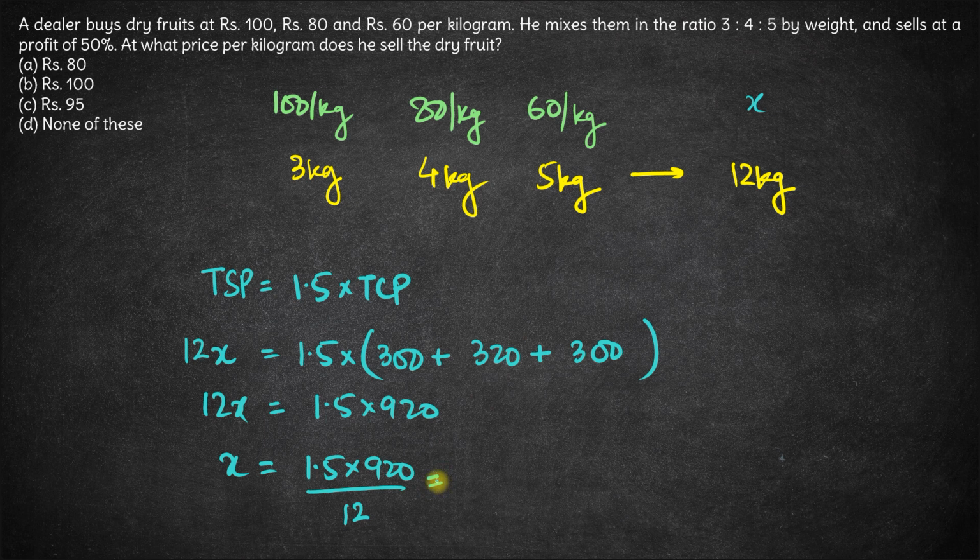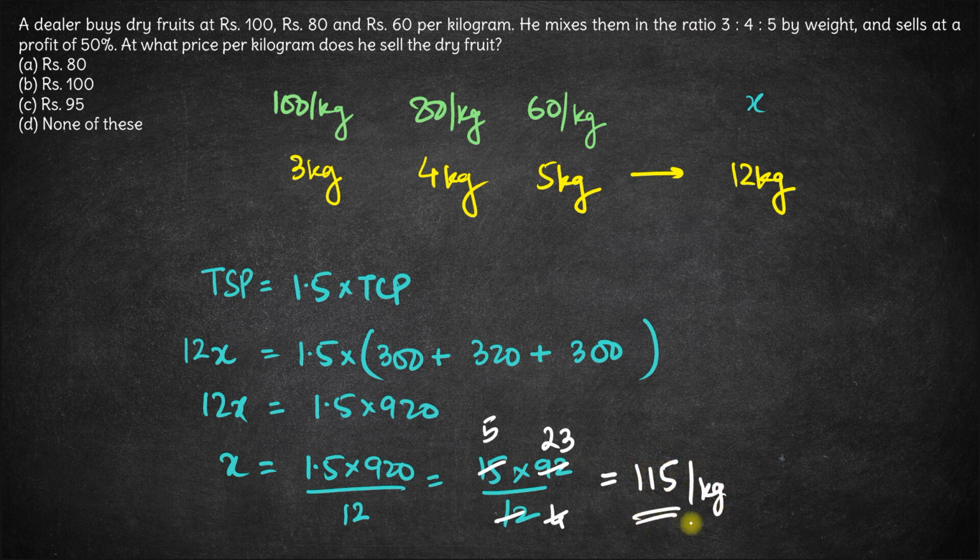Okay. So this 10 gets multiplied here. This becomes 15 into 92 by 12. Now let's try to solve this. 15 goes by 3, 5 times, 12 goes by 3, 4 times, and 92 goes by 4, 23 times. So finally we have 5 into 23, which is 115 rupees per kg. The value of X comes out to be 115 rupees per kg.